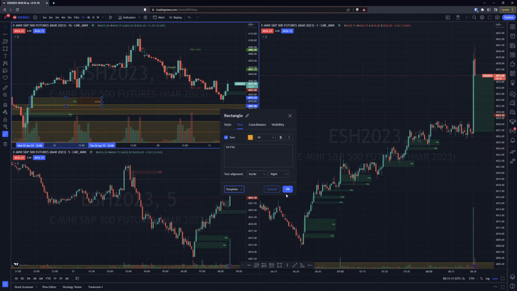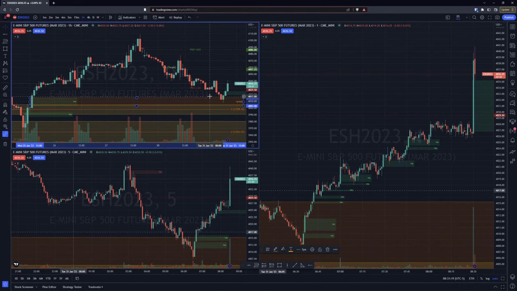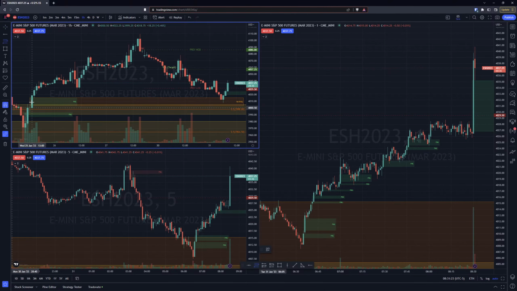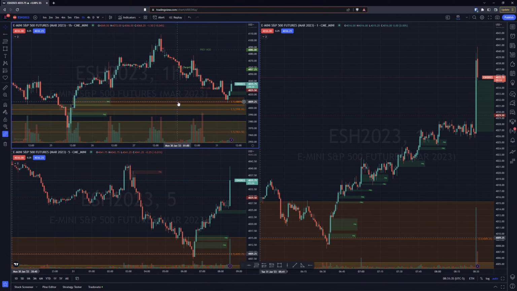You'll see 1 hour gaps right alongside the 4 hour gaps, and here we have a 1 hour gap. Let's see where that consequent encroachment line is. Yeah, so that's what we reacted to when it started going up. Okay, so we have that 1 hour gap. That's significant.